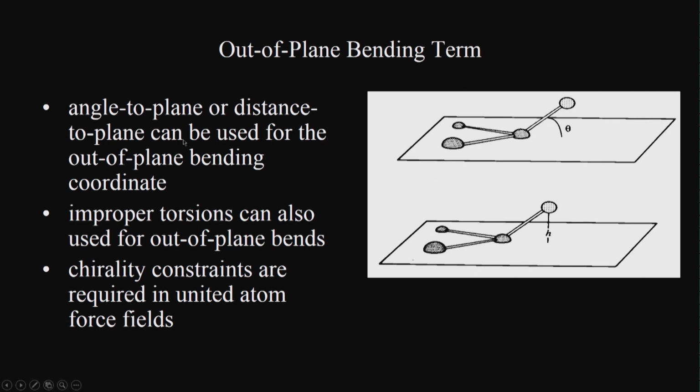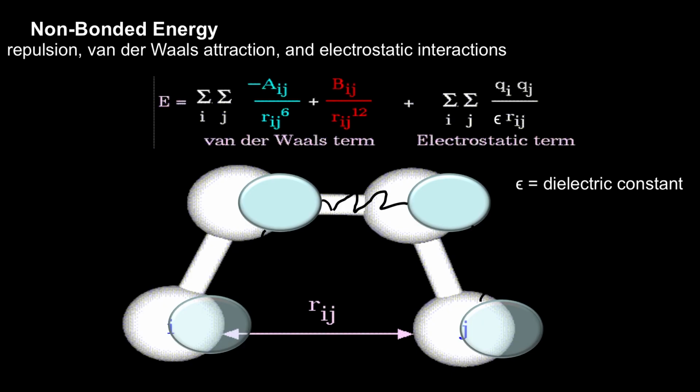Angle to plane or distance to plane can be used for the out of plane bending. So, angle or distance, that is called improper torsions for out of plane bending. Chirality constraints are required in united atom force field. So, we can bring in those aspects also, out of plane bending, energy related to that. That could be based on either distance or on the angle.